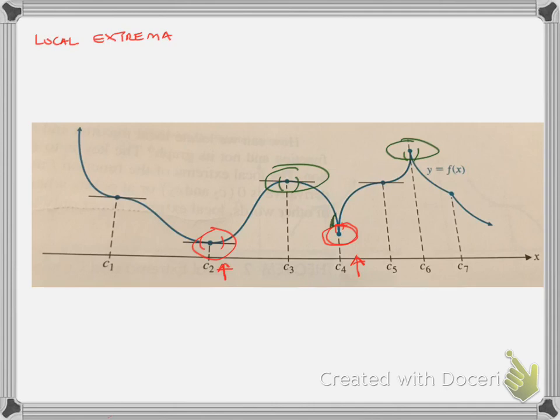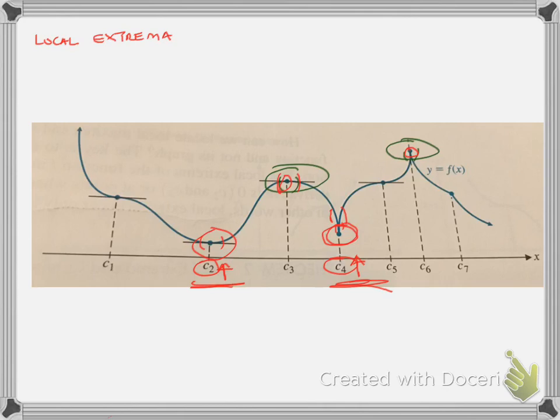And the intervals are not unique, meaning you can pick any interval where you see the value. So for a local minimum, you're just looking for an interval where all those values are going to be greater than the value you're looking at. In this case, that's f of C2 and f of C4. And for a local maximum, you're looking for an interval where f of C3 or f of C6 will be larger than all the other values.